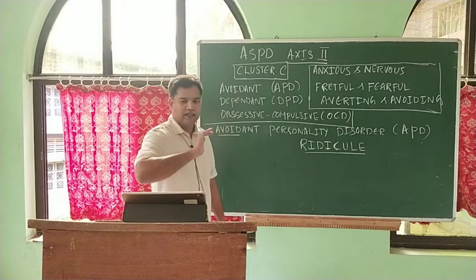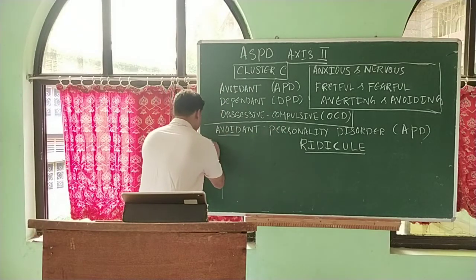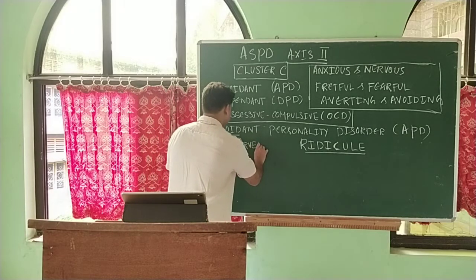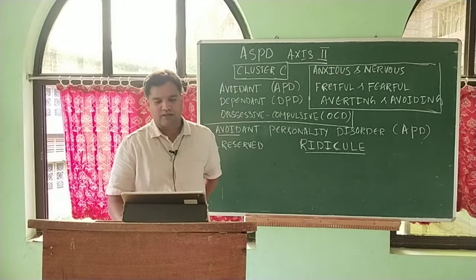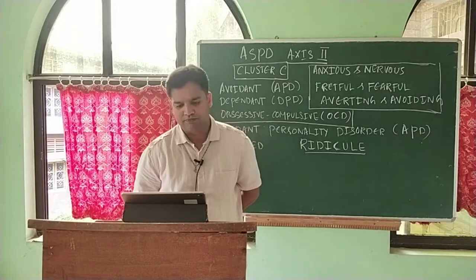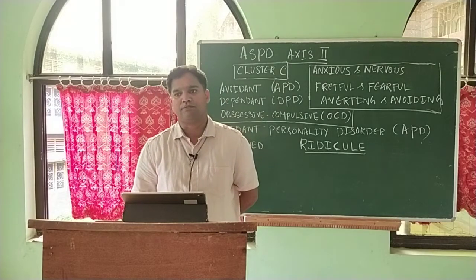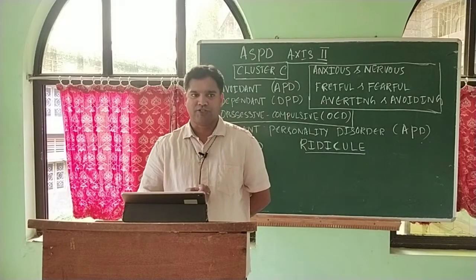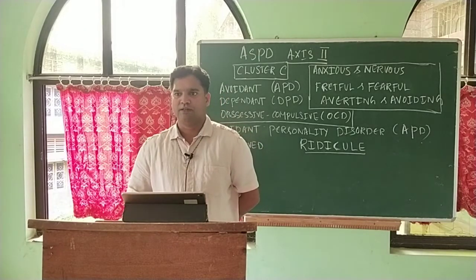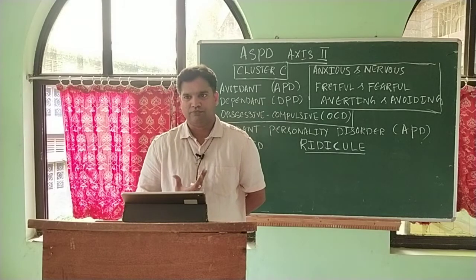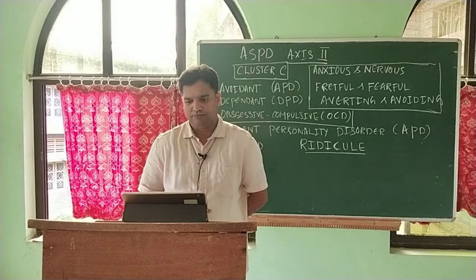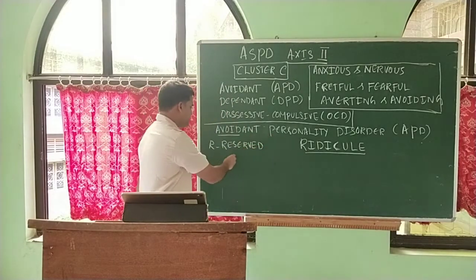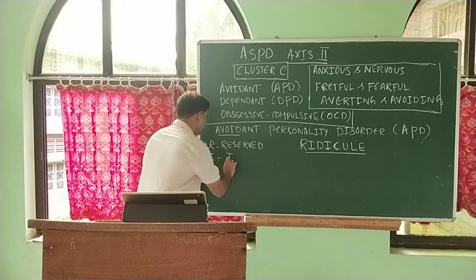So R stands for reserved. They are very much reserved people. Reserved in relationships. Because of this nature of being reserved, they avoid relationships. They are reserved within relationships. They have some relationships, but they are very much reserved. They don't communicate much. They don't express themselves much. They have a lot of inhibitions. They are rather quiet. Another word also explains the same. I stands for inhibition. They are reserved and they have inhibitions.